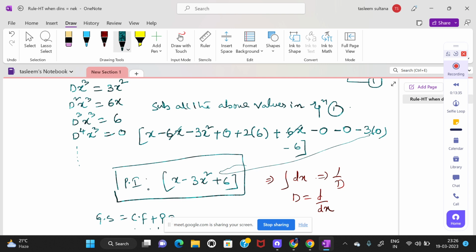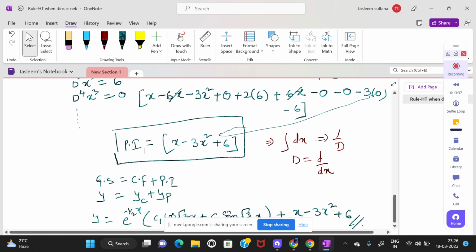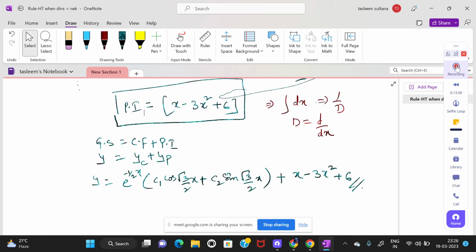Ma'am, can you just show the solution? Yeah, wait. Did you copy it completely? Yes, ma'am.